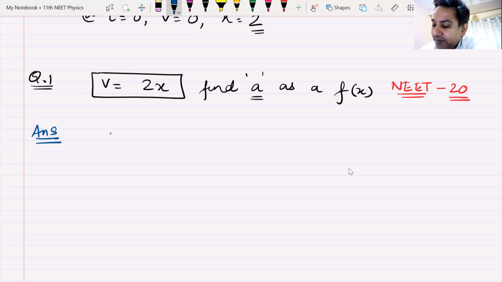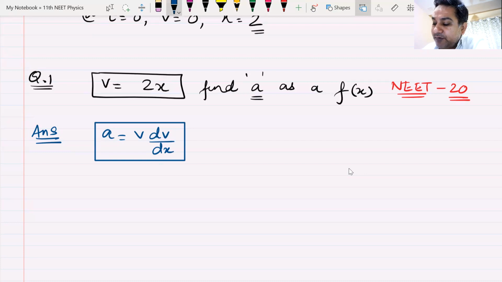So we must remember that acceleration's third formula is v into dv by dx. Do we remember this? Formula number 3. Acceleration is v into dv by dx. So we have to multiply v by dv by dx. Let us now calculate dv by dx.